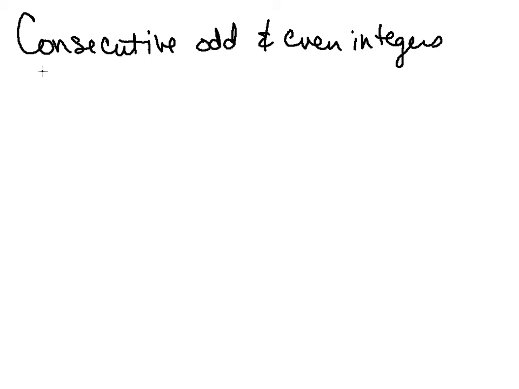So we're going to talk about consecutive odd and even integers as we represent them with variables. First we need to look at just what odd and even integers are and how they relate to each other. So we'll start with the even ones. If you make a list of even numbers, that's 2, 4, 6, 8, 10, and so forth.